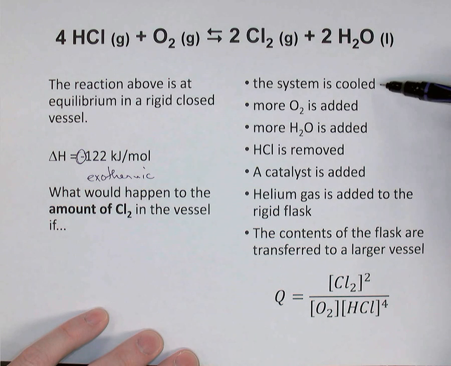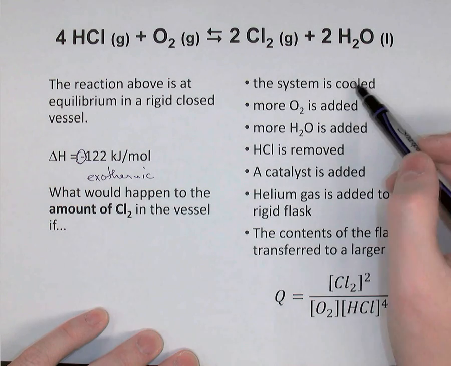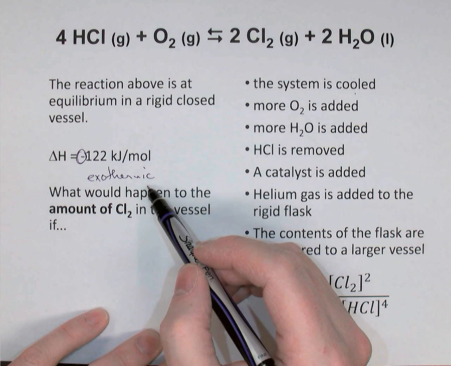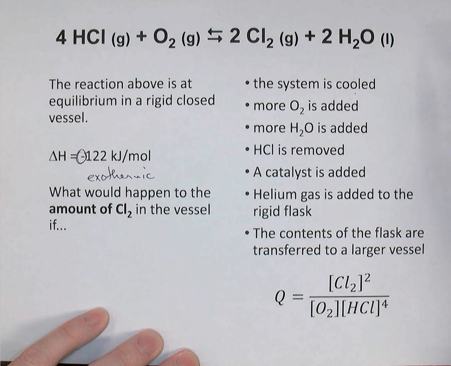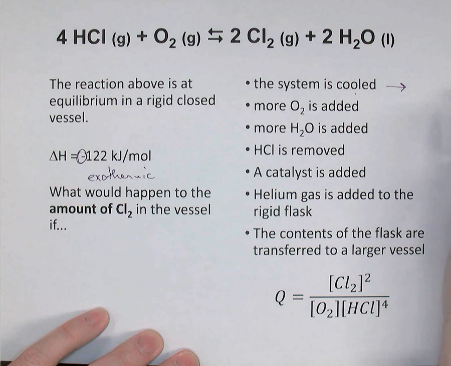So the first one, if we cooled the vessel, that's going to change Kc. This reaction is exothermic. When you lower the temperature for an exothermic reaction, Kc gets larger. Therefore, Q is now less than Kc. Q smaller than Kc will result in a forward shift, and that means we're going to get more Cl2.